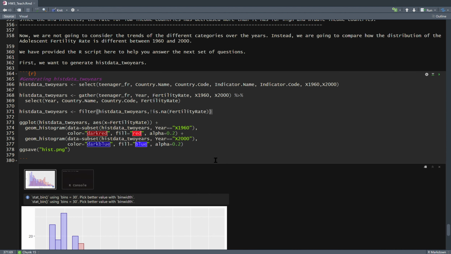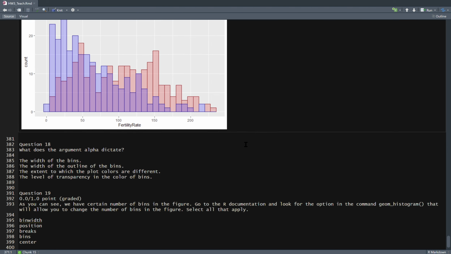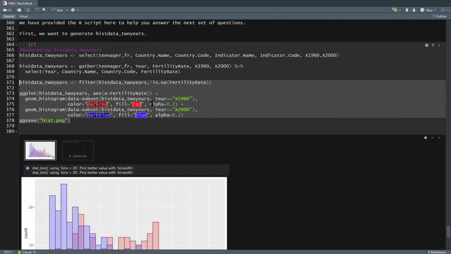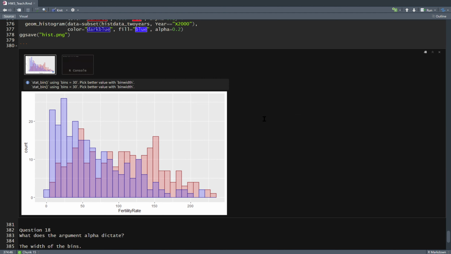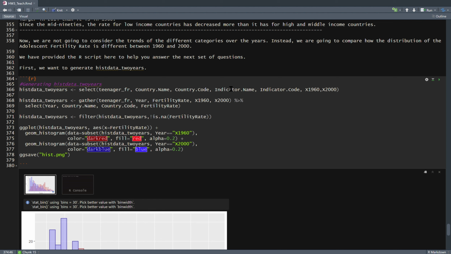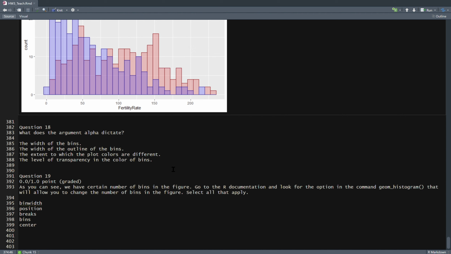The question is, for this command, there are several parameters here. What does alpha dictate? In the argument, there's something called alpha. What does it mean here? ggplot's geom has something called alpha, here alpha 0.2. From what I understand, alpha is the level of transparency of the color of the bins. So this is going to be the selection.